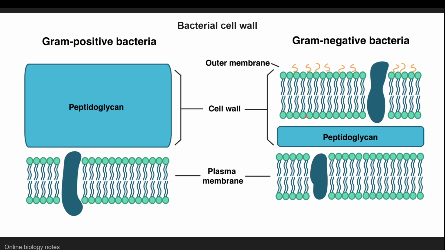There is an additional layer also present in the case of gram-negative bacteria, which is called the outer membrane, also at times referred to as the LPS layer, because of the composition, that is the lipopolysaccharide layer.